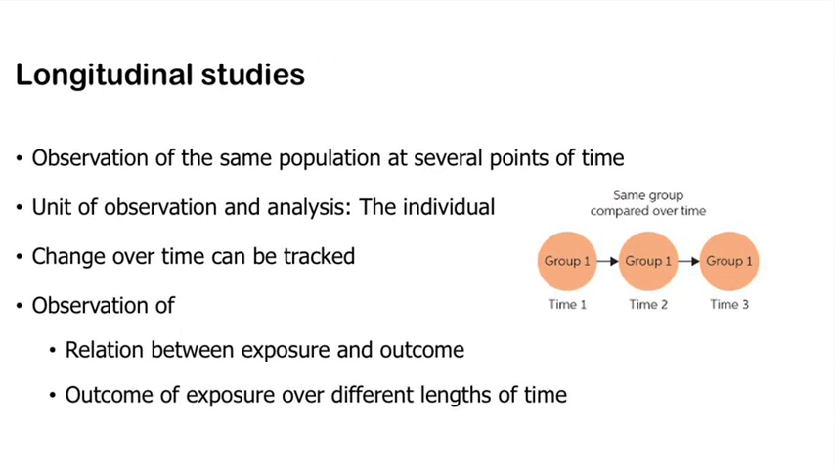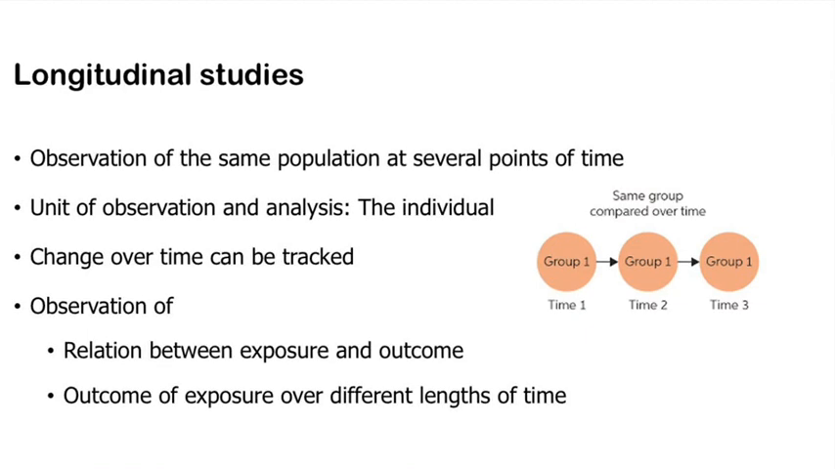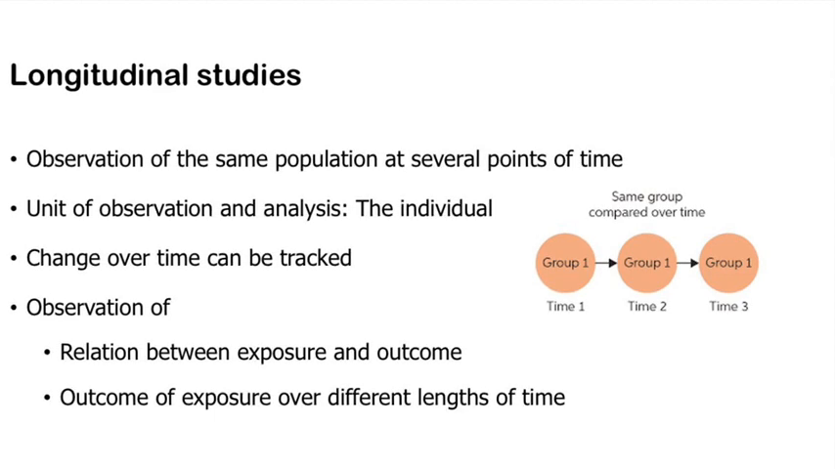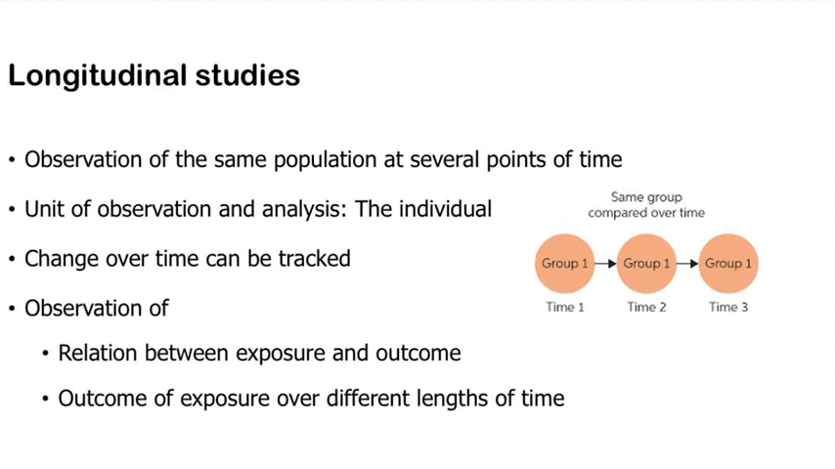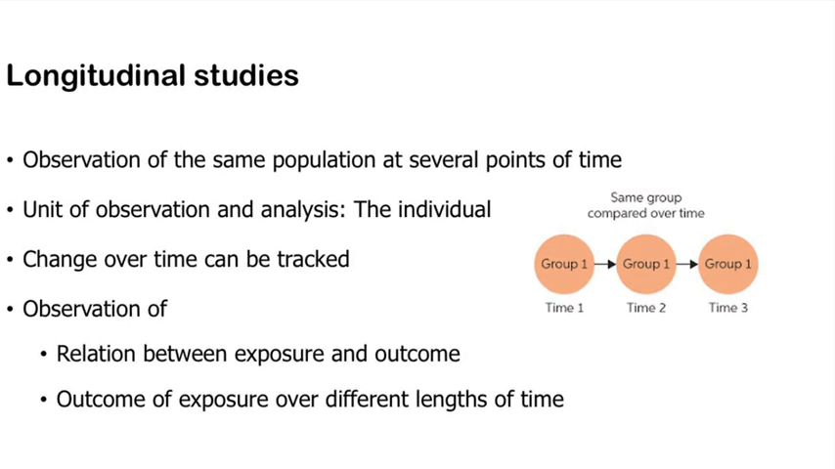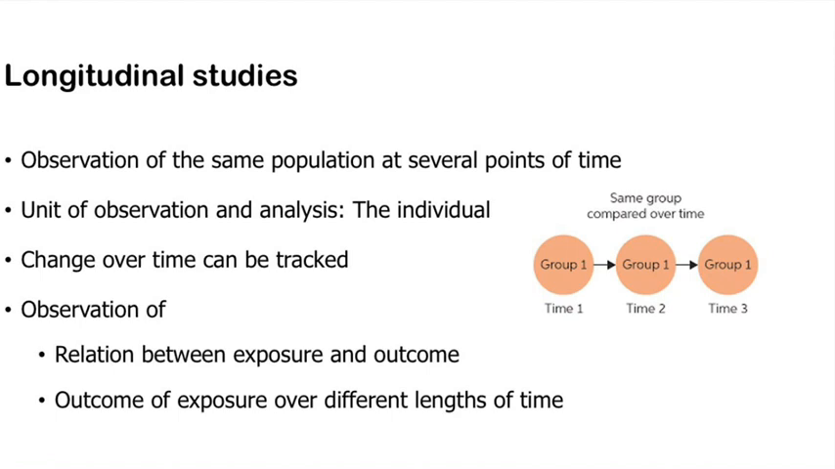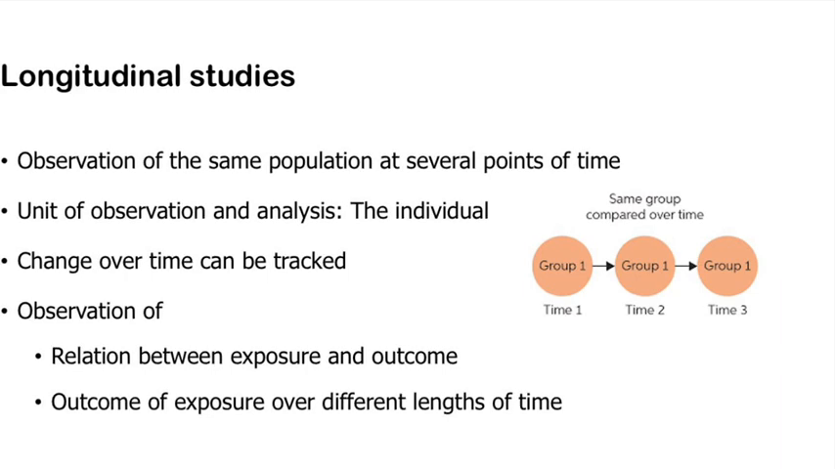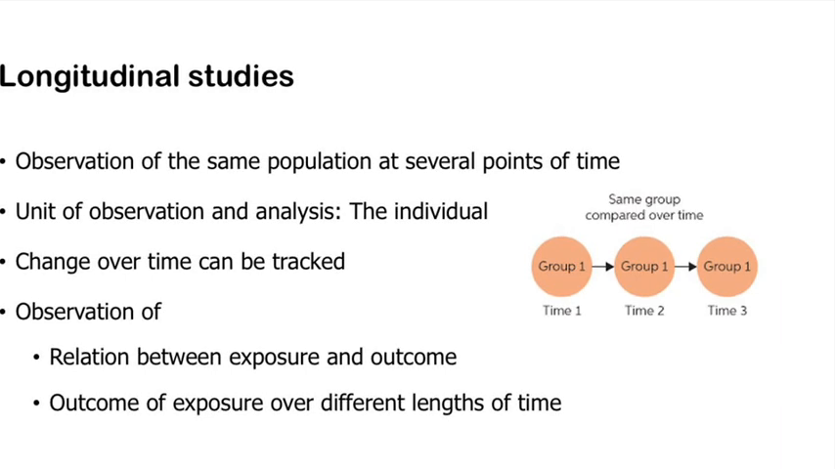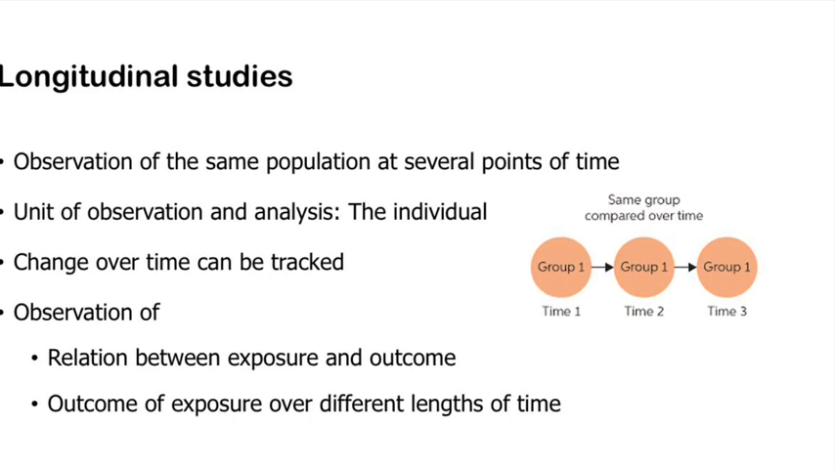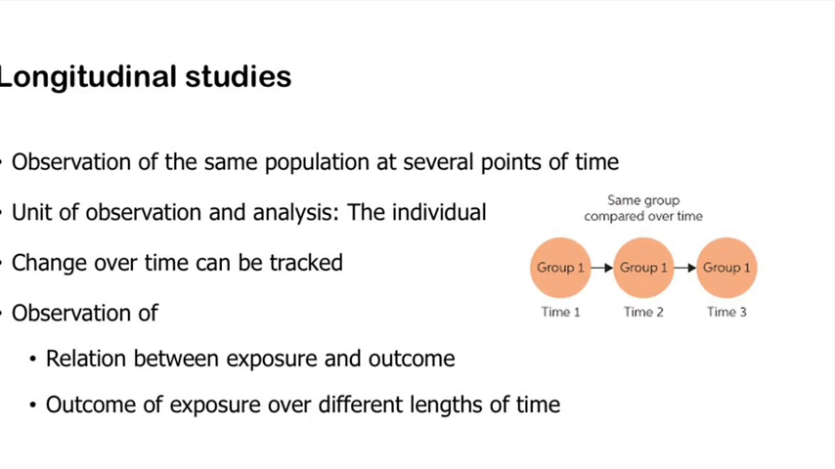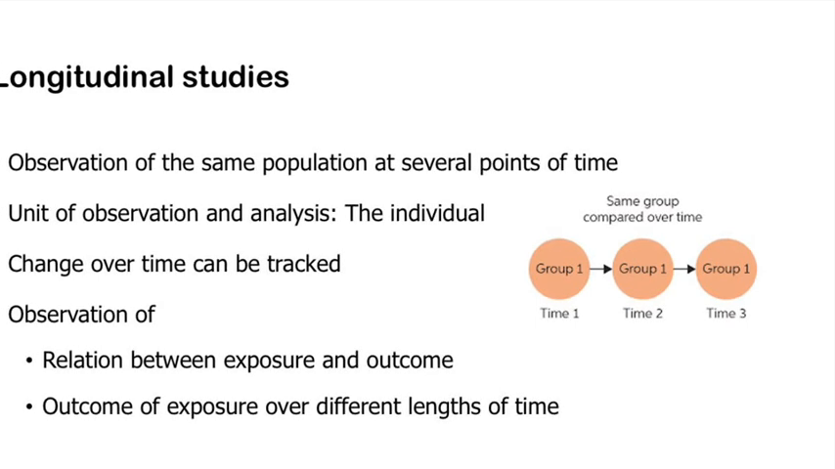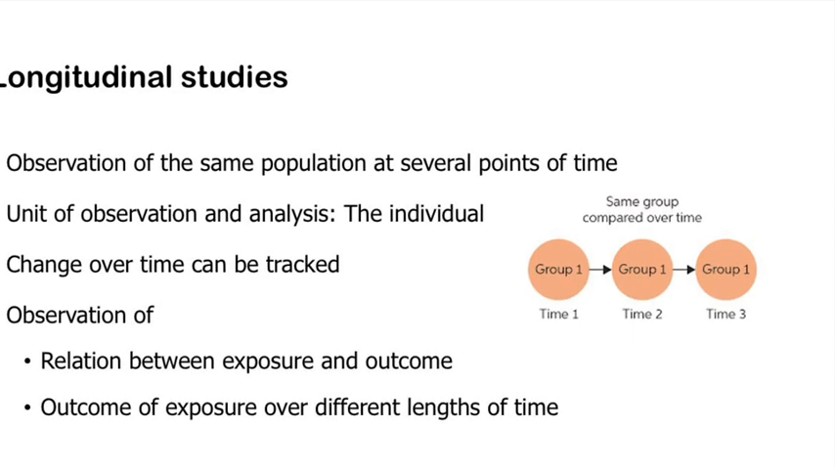Next one is longitudinal studies. Here observation of same population group at different point of time or over a prolonged period. The study units are individuals. As we are observing for a prolonged period, the change over time can be tracked. In this study, we can observe the relation between exposure and outcome. We can also observe the outcome of exposure over different time intervals.